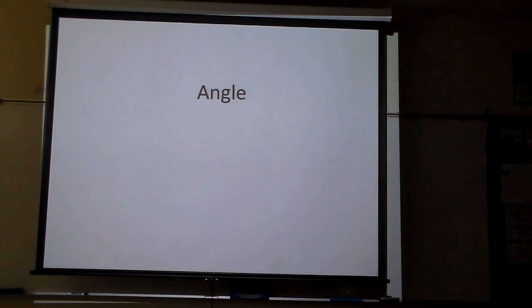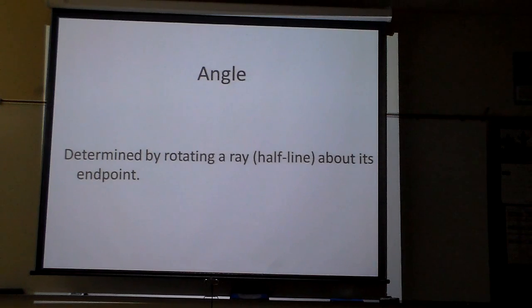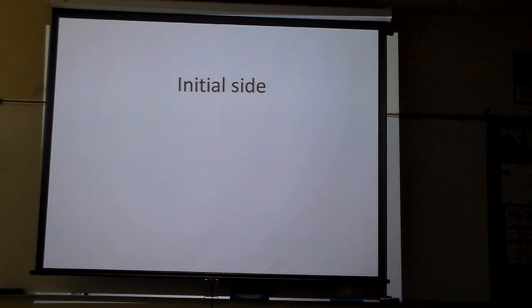All right. Angle. What is an angle? Well, an angle by definition is determined by rotating a ray, which is a half line, you know, the one that has the end point and the other part goes on forever, about its end point. That's the definition of an angle.